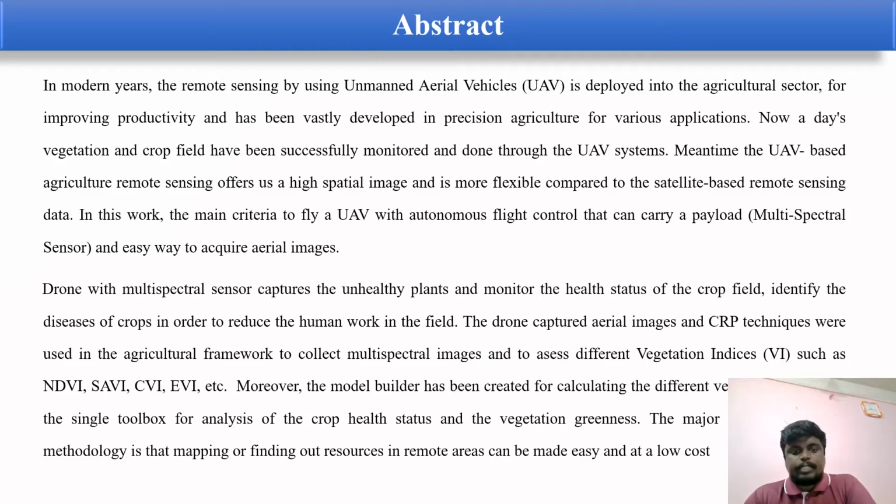So the drone with the multispectral sensor captures the unhealthy plants and monitors the health status of the crop field. The drone multispectral camera is used to tell whether the crop is unhealthy or healthy in the field area which we are covering. That multispectral camera can be calibrated using the CRP, that is the calibrated reflectance panel. The multispectral has 5 bands: RGB, red, green, blue, and near infrared and infrared. Those bands are calibrated to the reflectance panel, and we take the mapping of whichever field we are trying to observe.